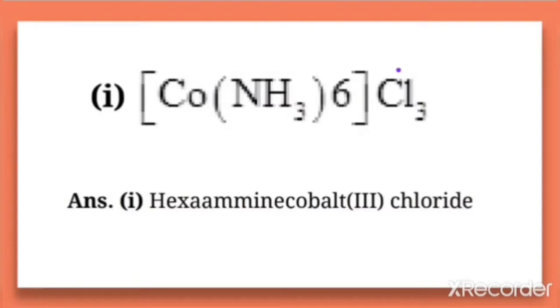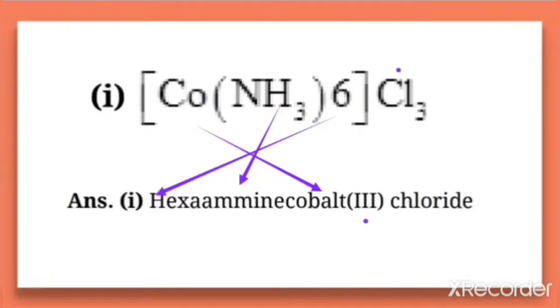So we have to follow the method. First we have to name the ligand, then central metal ion, then the counter ion in the case of cationic complex. So first we have to name the number of ligand, that is 6 here. So we have to use the prefix here, that is hexa. Then the name of NH3, amine. Then the name of central metal ion, cobalt.